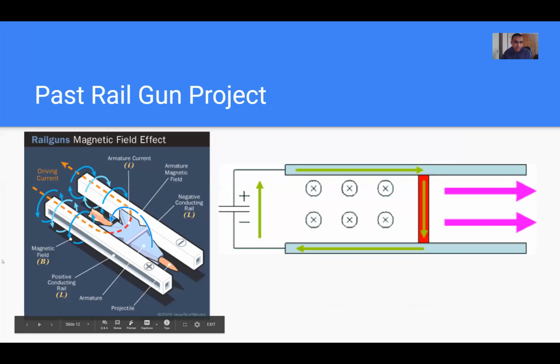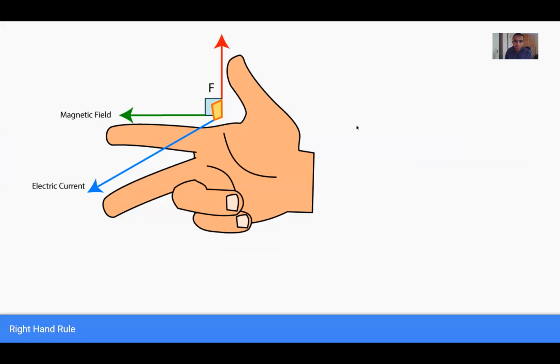You can see from this picture we have driving currents and armature current as well. It's showing the armature and the projectile, and how a projectile can be launched via a railgun. One key component of that is using the right-hand rule to see the direction of the electromagnetic force, the magnetic field, and then the electric current as well.